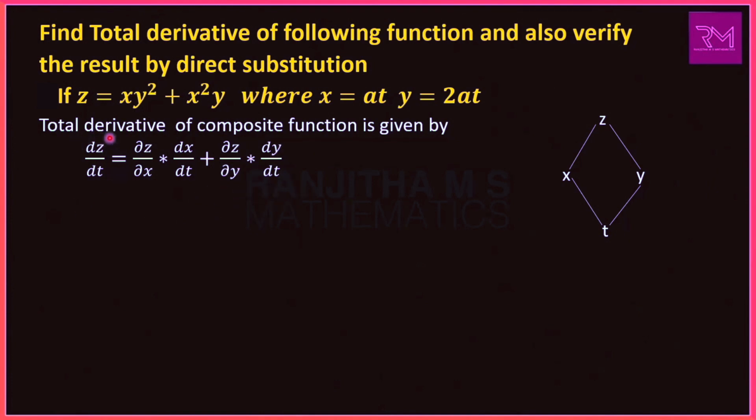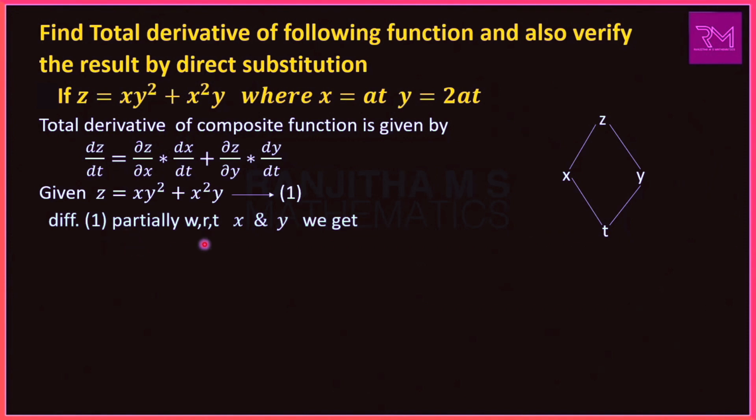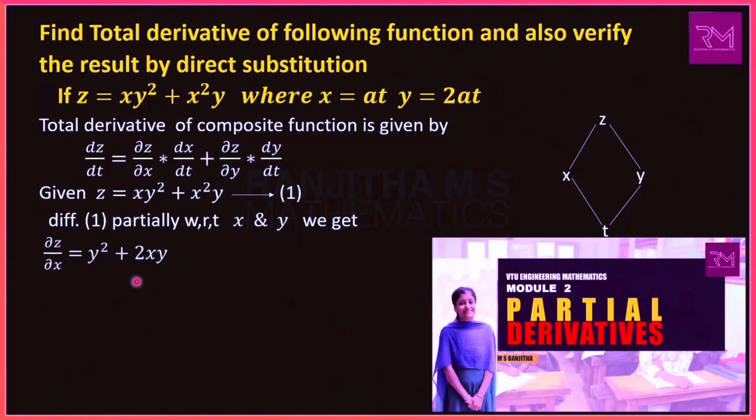Here, to obtain the total derivative value, we need del z by del x, del z by del y, and dx by dt and dy by dt values. For that, take the given problem, z is equal to x y square plus x square y. Call this equation number 1. To find del z by del x and del z by del y, differentiate equation 1 partially with respect to x and y. We have already discussed in the previous video how to find the partial derivative.